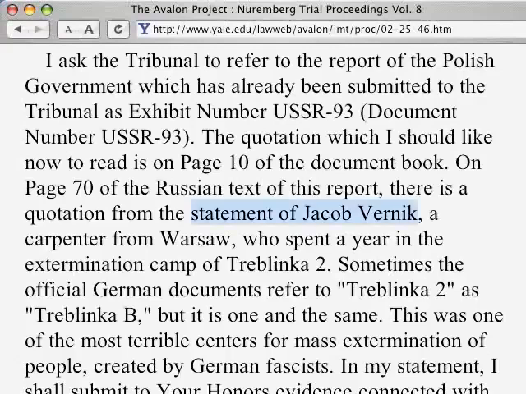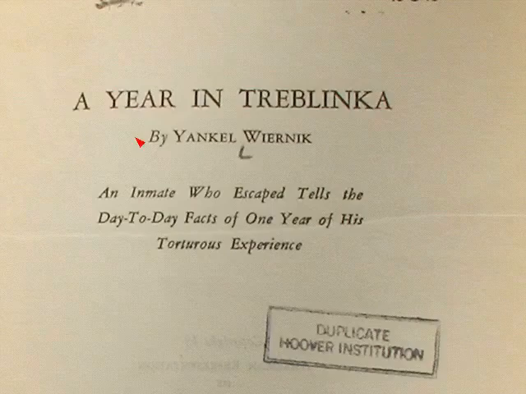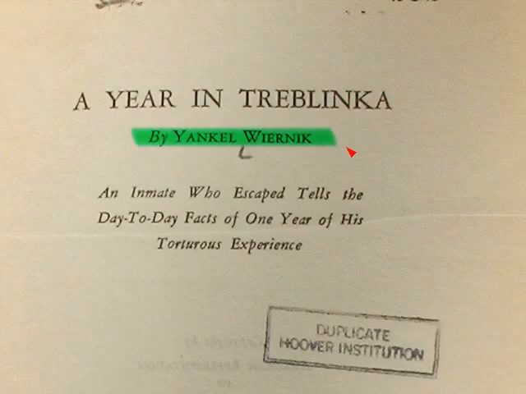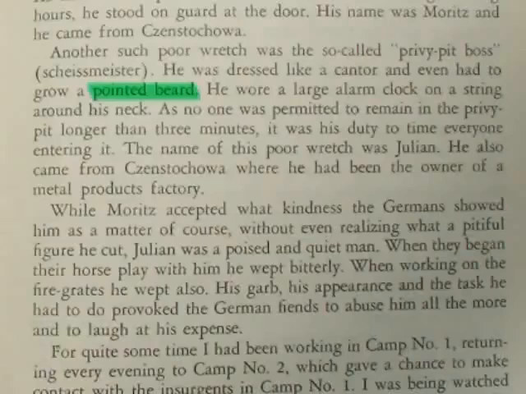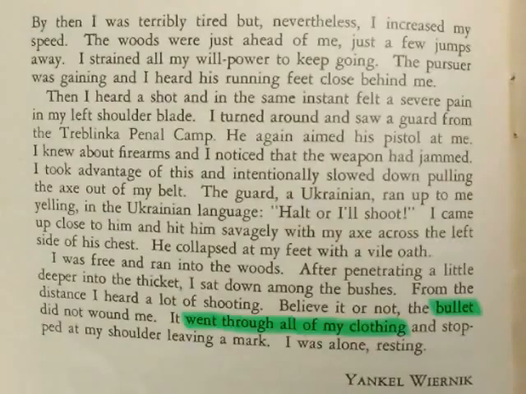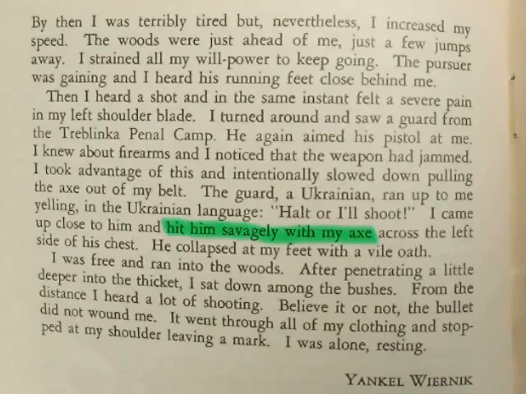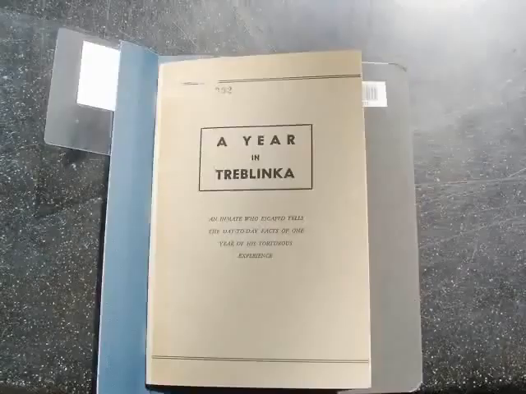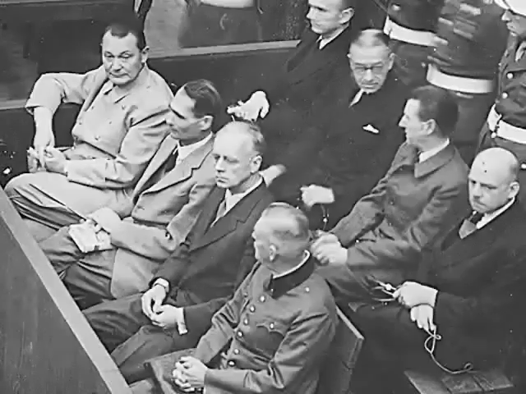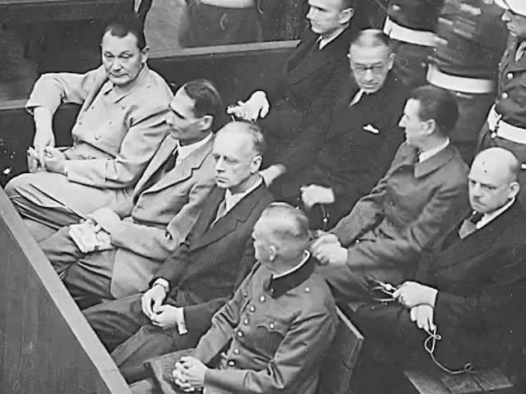The problem is that Jacob Vernik is Yankel Wernick. It's just another way to spell and pronounce his name. He is the guy that wrote A Year in Treblinka, where he said a man with a pointy beard and an alarm clock around his neck timed people going to the bathroom, who said that a bullet went through his clothes but didn't pierce his skin. The guard who shot him he valiantly killed with the swing of an axe. Everyone in this solemn courtroom is listening to a passage from Yankel Wernick's book.